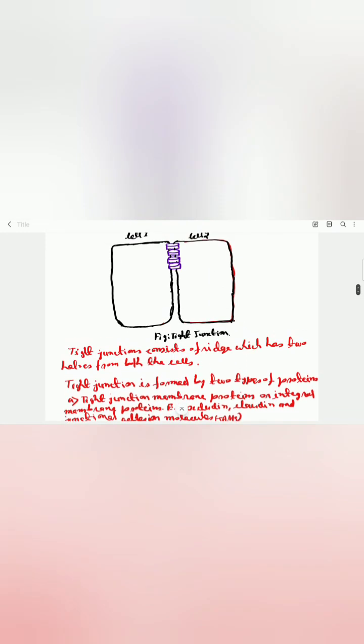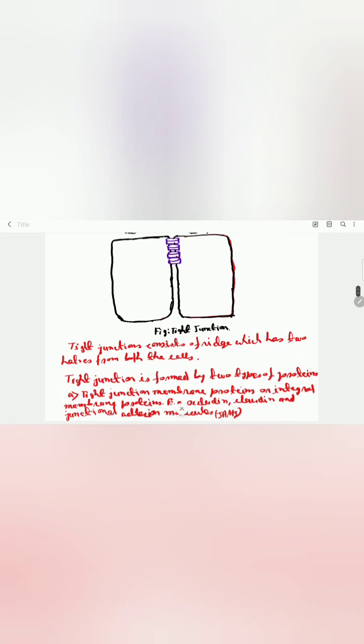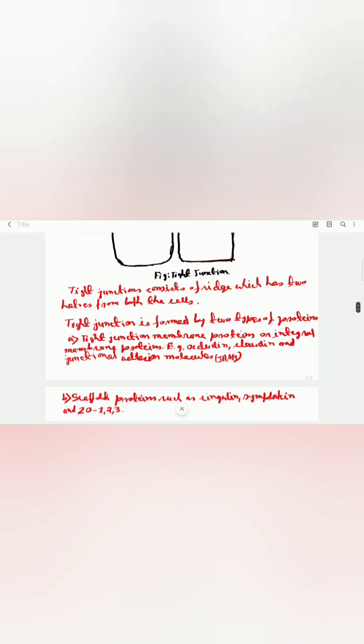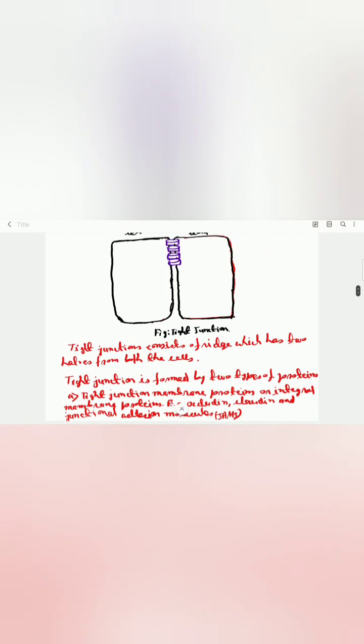The tight junction is formed mainly by two types of proteins. One is the tight junction membrane proteins or integral membrane proteins, such as occludin, claudin, and junctional adhesion molecules or JAMs. Another is scaffold proteins such as cingulin, symplekin, and ZO-1, 2, 3. These two kinds of proteins are responsible for the formation of the tight junction.